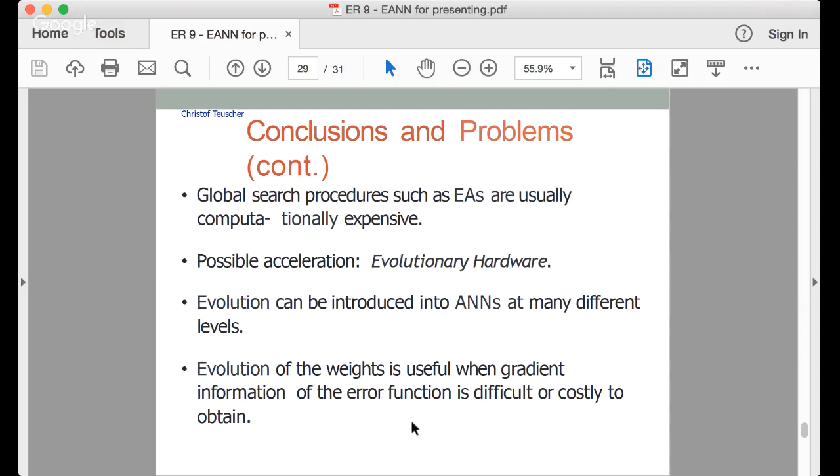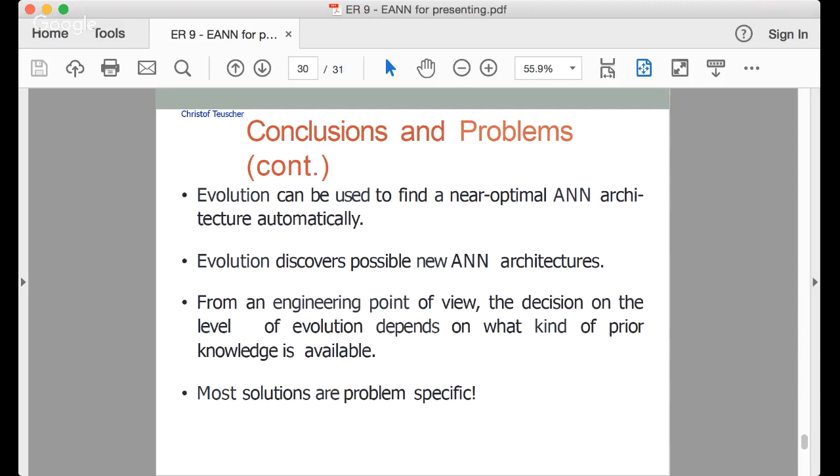Evolution can be introduced into EANNs at many different levels. Evolution of the weights is useful when gradient information of the error function is difficult or costly to obtain. Evolution can be used to find a near optimal EANN architecture automatically. Evolution discovers possible new EANN architectures. So from an engineering point of view, the decision on the level of evolution depends on what kind of prior knowledge is available. And most solutions are problem specific.